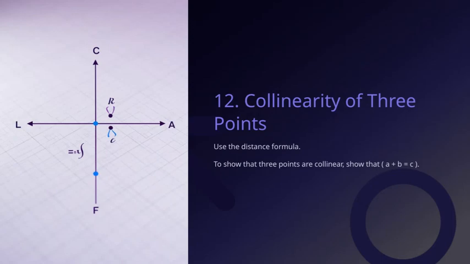Now, to determine whether 3 points are collinear, we need to show that the sum of 2 segments equals the third. Specifically, we want to verify that a plus b equals c. To do this, we'll use the distance formula, which allows us to calculate the length of each segment based on their coordinates. By comparing these distances, we can confirm whether the points lie on the same straight line, which is essential for understanding their collinearity. This approach ties into the overall theme of geometric reasoning and problem-solving, helping us connect algebraic concepts with geometric intuition.